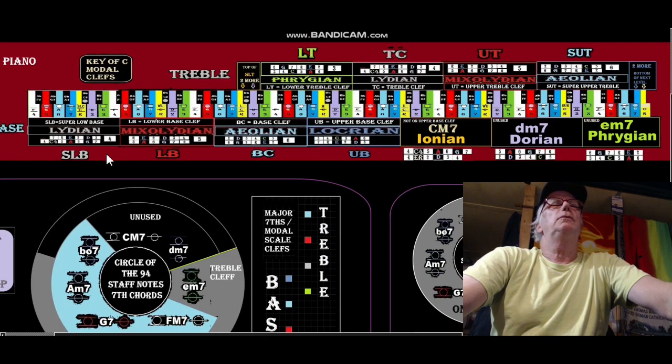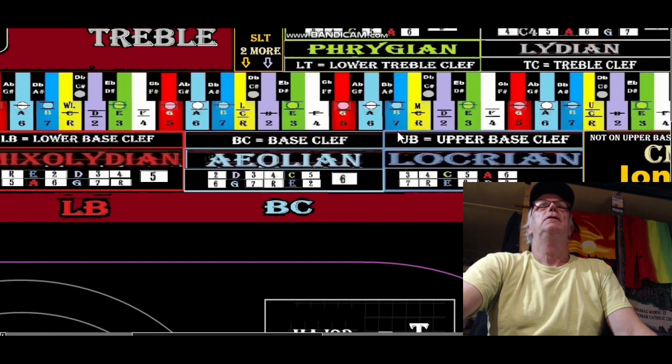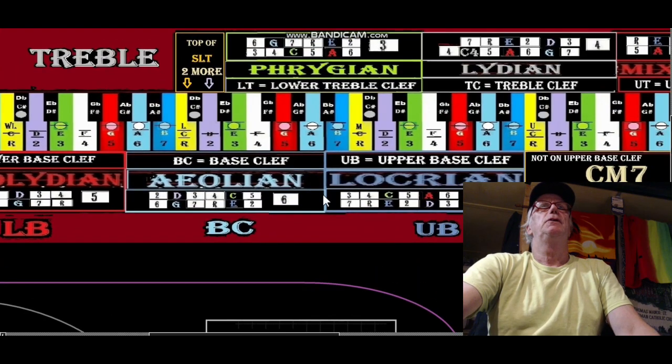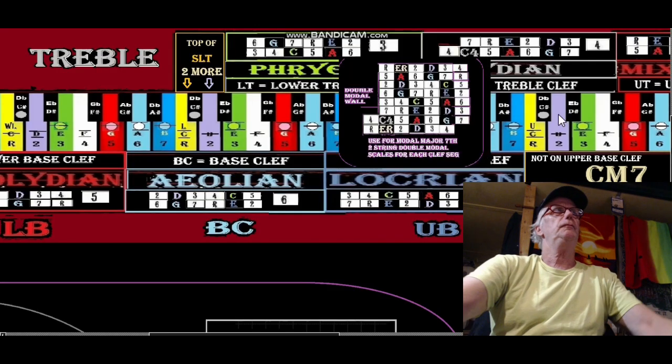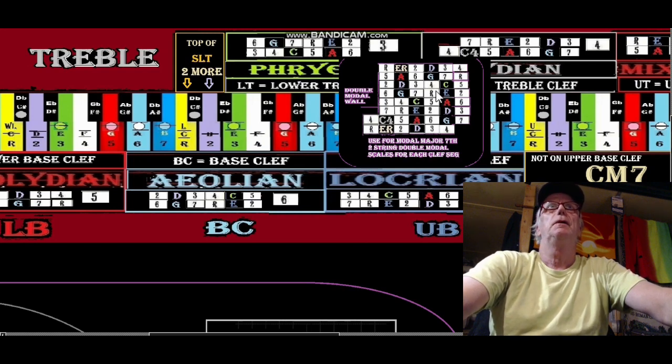So what I've done is, let's look at the easiest clef. Let's look at the bass clef. It's an Aeolian. So I went over to our note stack. Okay, so I brought the note stack over here so we can look at it. So we've got Aeolian to Aeolian.